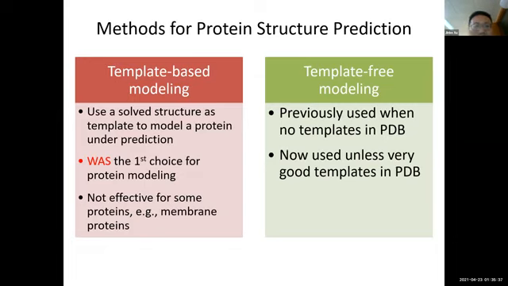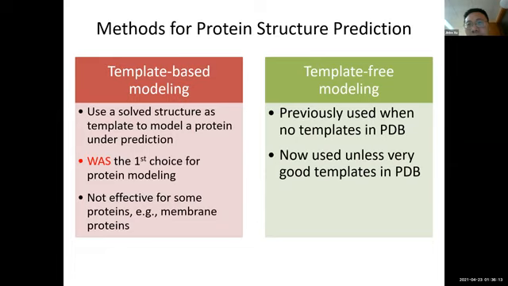By template-based modeling, we mean we can use some solved structures in PDB as templates to build a model for a protein sequence under prediction. Before, this was a very reliable method as long as you could find some good templates, and it was the first choice for protein structure prediction. Only recently, for many targets, for many proteins, template-free modeling now has better accuracy than template-based modeling.